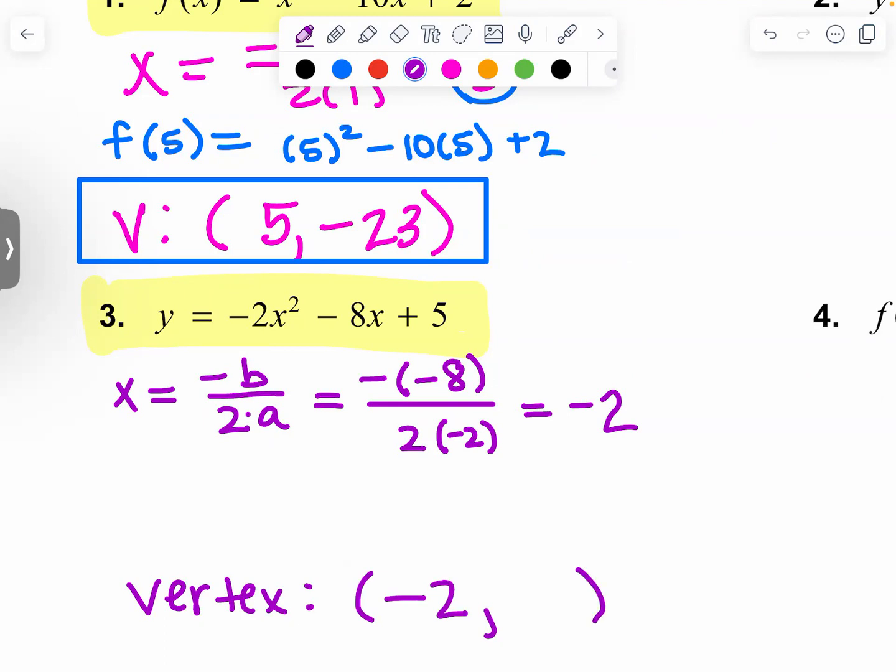Now we need the y value. Our y value, we're going to take negative 2 times x squared minus 8 times x plus 5.